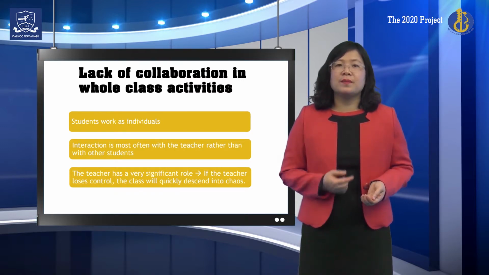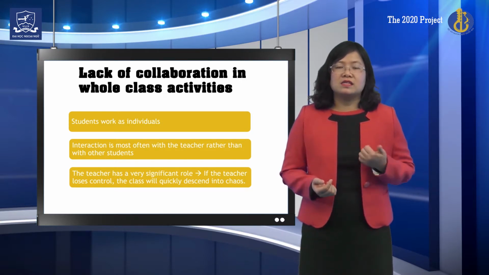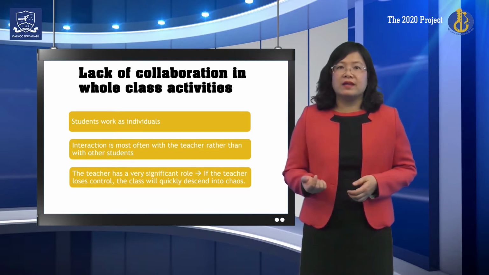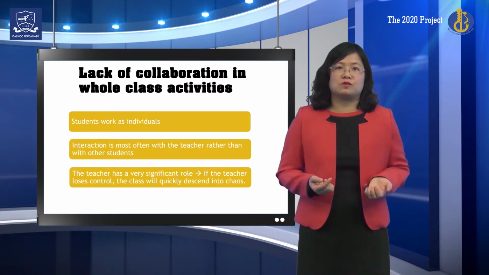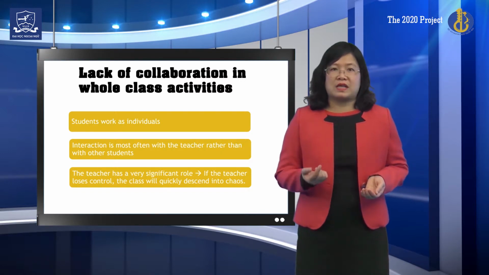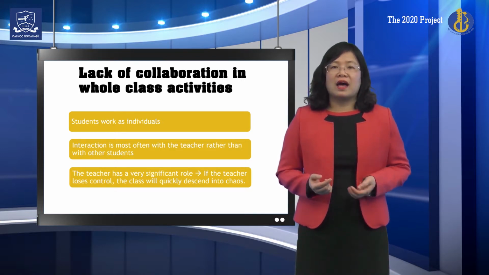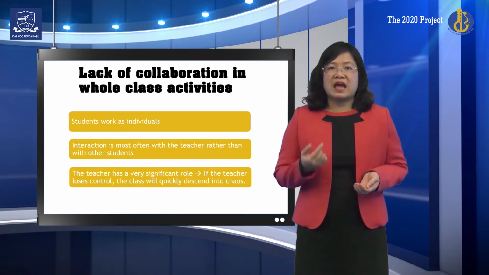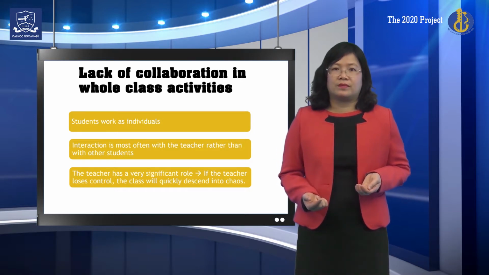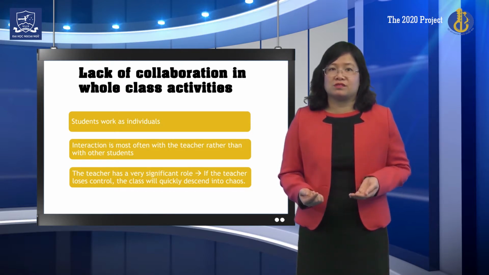The following are two typical examples of whole class activities. First, the teacher provides information or explains a concept to the whole class. Students listen and perhaps take notes. Then, students carry out the same task at the same time. For example, listening and filling the blank spaces while the teacher reads a text. In a word, in whole class activities, the teacher is at the center of the teaching-learning process. If the teacher loses control, the class will quickly descend into chaos.